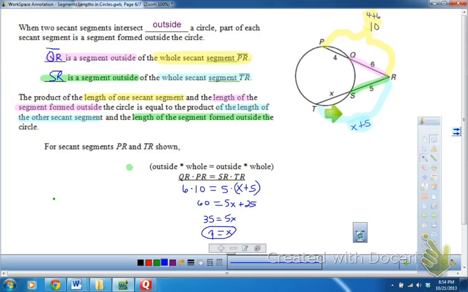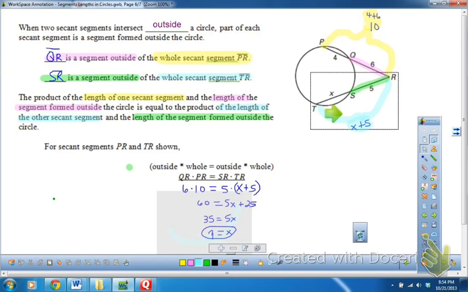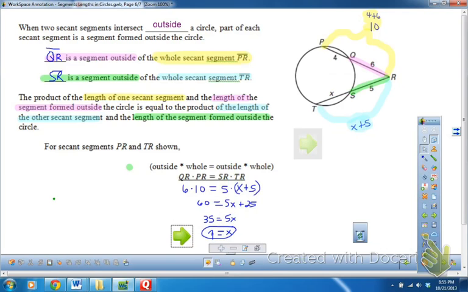Now if I needed to know the whole length of TR, of course you would take the 7 and plug it in for x and add the 5 to get the whole length of TR.